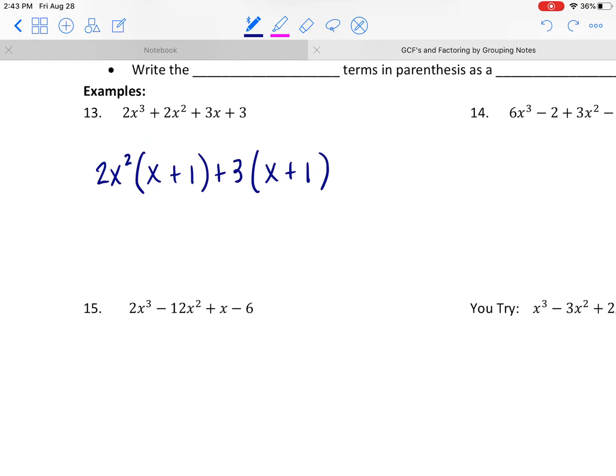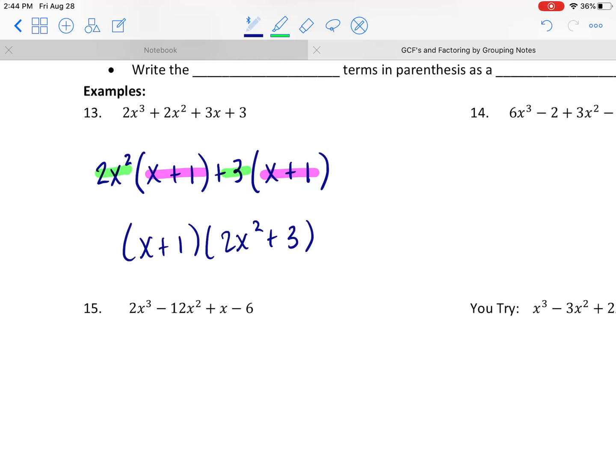Right now, we're in the situation we were with problems 11 and 12. Now, instead of 4 terms, we've only got 2. And what do the 2 have in common? Well, they both have an x plus 1. So we can factor out that x plus 1. And what's left over is 2x squared plus 3. So 2x squared plus 3. So even though there wasn't a GCF for all 4 terms, we were able to find a GCF for the first 2, another GCF for the second 2, and then we were able to find a common binomial GCF.